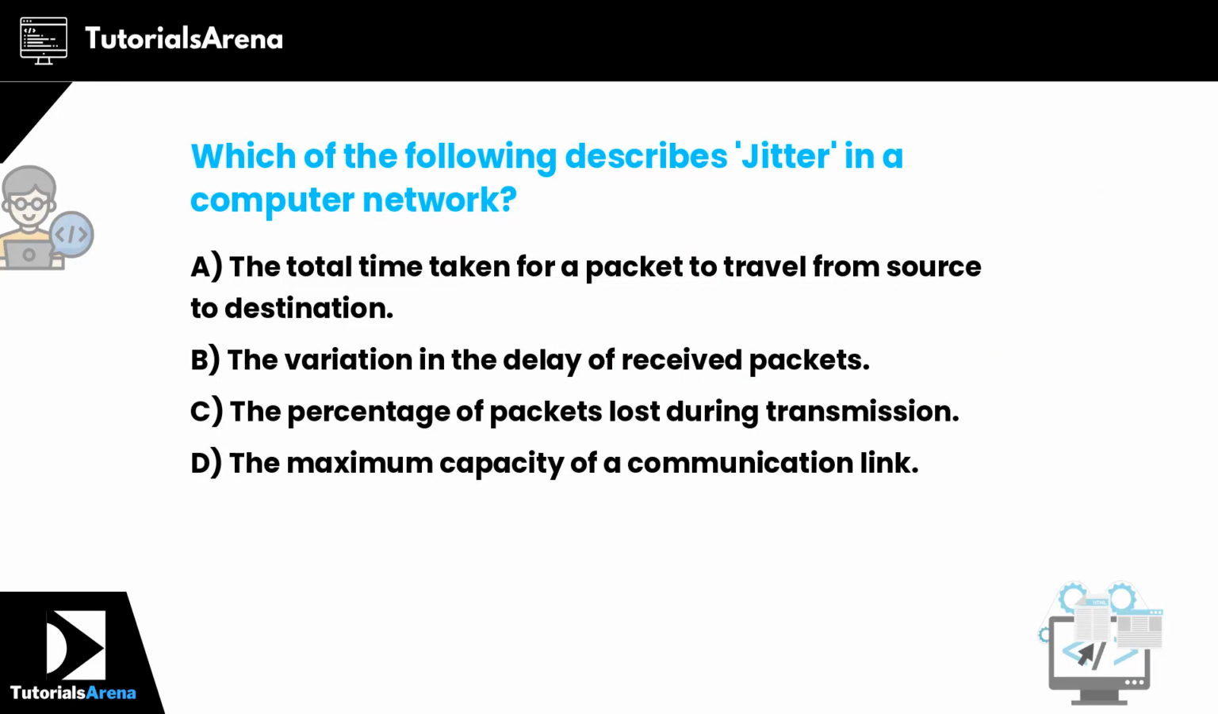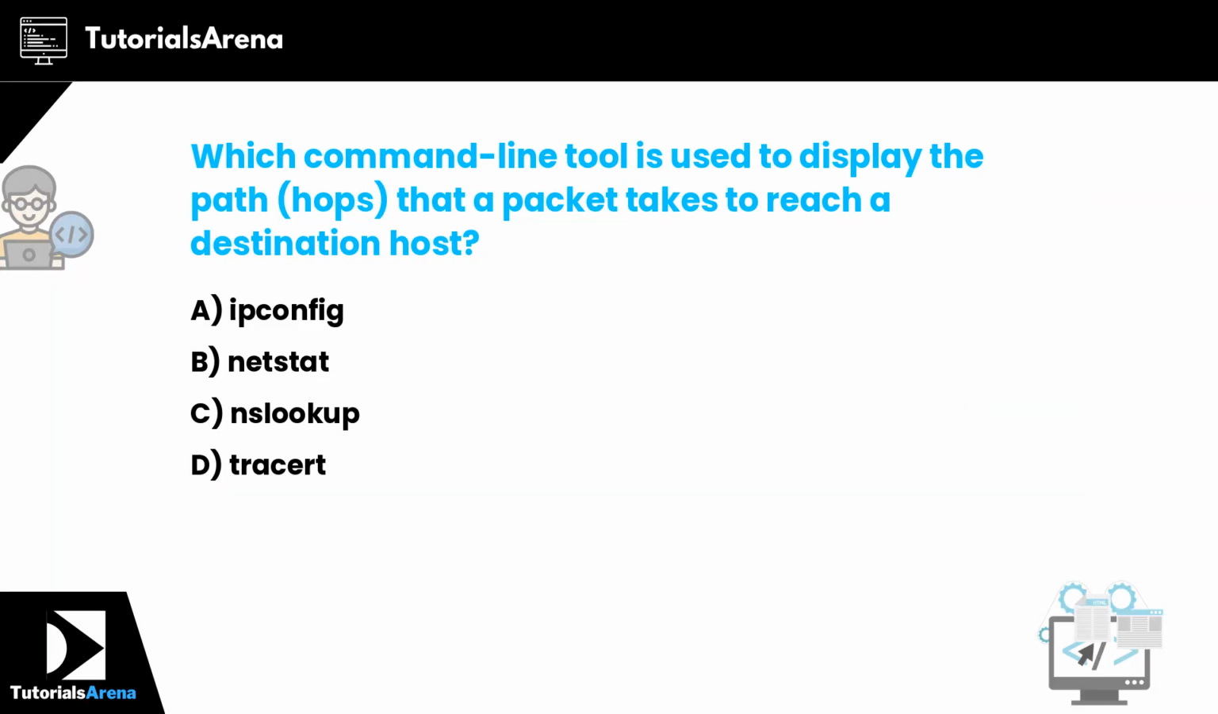Which of the following describes jitter in a computer network? The correct answer is option B, the variation in the delay of received packets. Which command line tool is used to display the path hops that a packet takes to reach a destination host? The correct answer is option D, tracert.